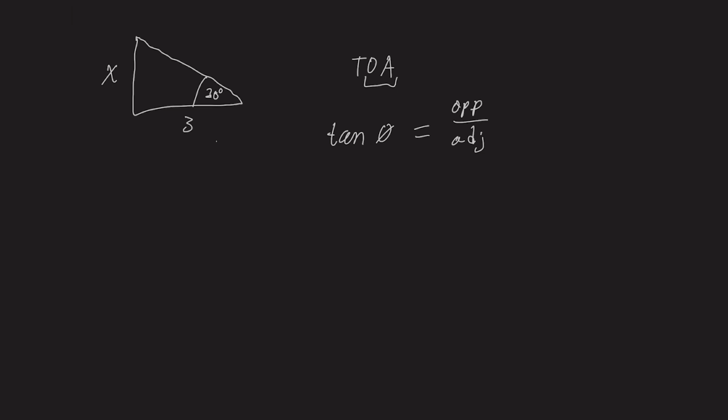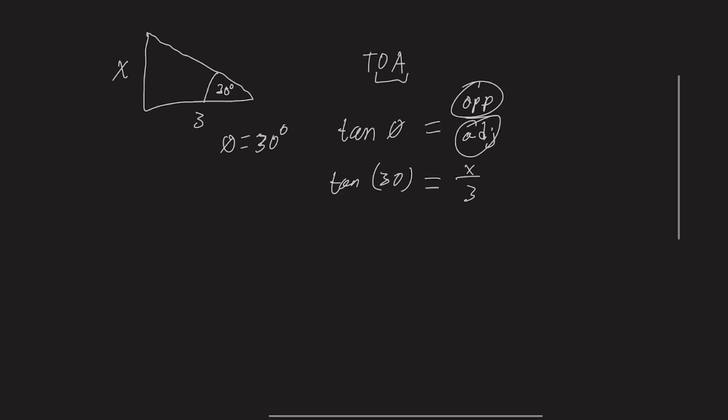And we know what theta is. Theta is going to be 30 degrees. So we're going to do tangent of 30 degrees equals x over 3, because our opposite is x and our adjacent is 3. Now we're going to go into our calculator and we're going to plug in tangent of 30 degrees, and we're going to get out 0.577 equals x over 3.